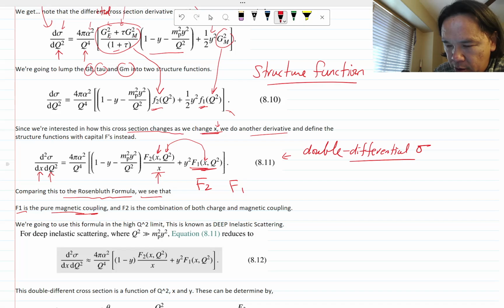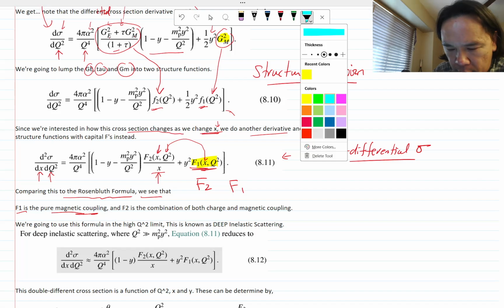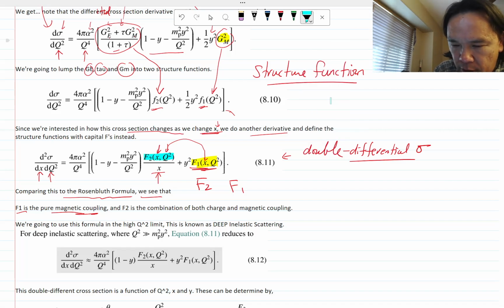Just from looking up here, I'm going to highlight the G_M here. That's just the magnetic coupling. And once again, as I mentioned already, F2 is related to some combination of the charge and the magnetic coupling together, not just the magnetic coupling by itself.